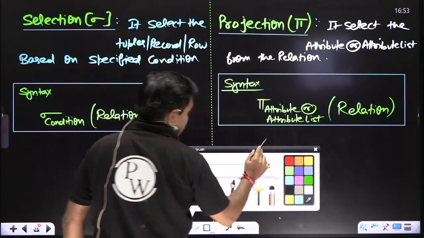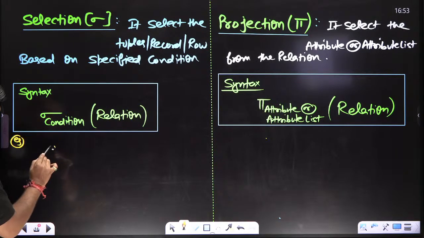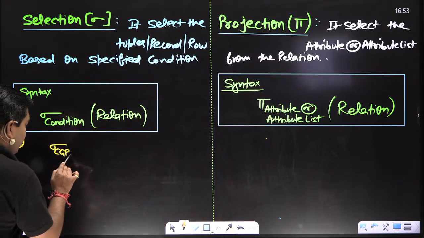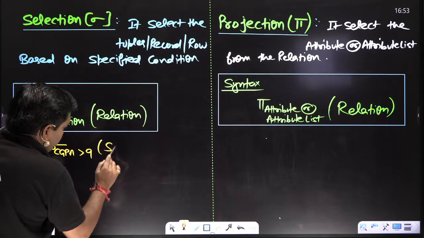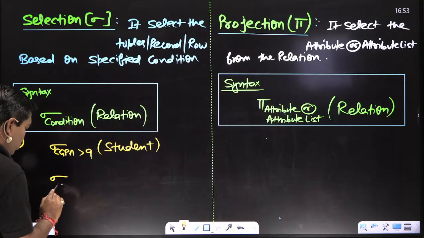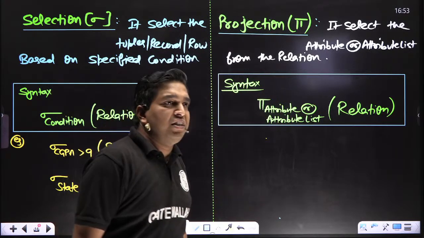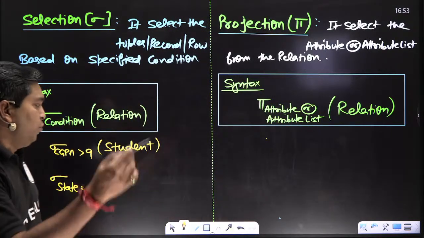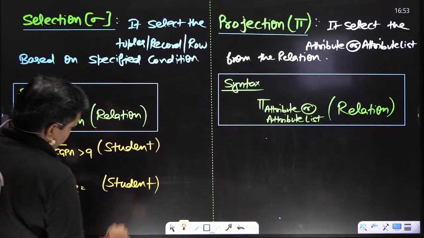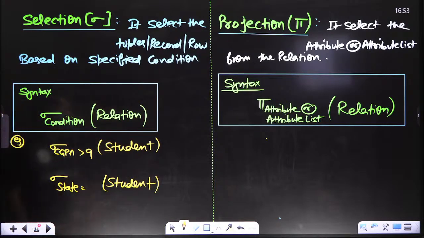Now let's take an example, children. For example, I want the details of students whose CGPA is greater than 9. Are you getting my point? Or those students who belong to state equal to, Shyam, where are you from? Which state? Seema, where are you from? Jaideep, which state do you belong to? From the student table, children. Tell me fast.